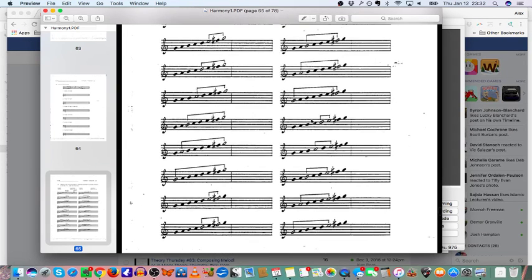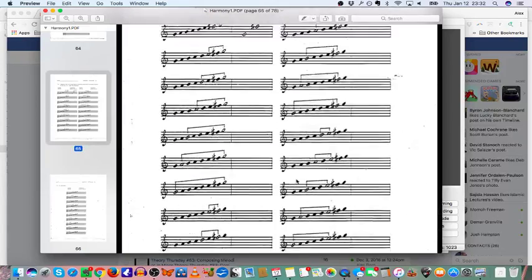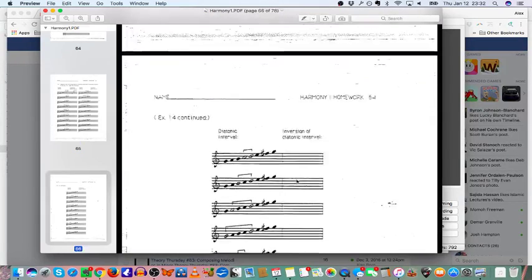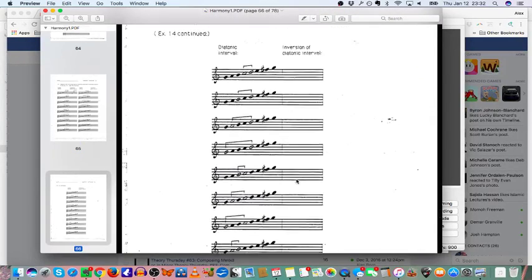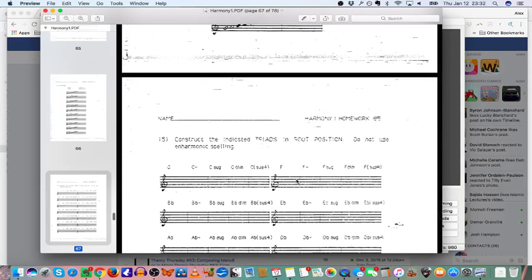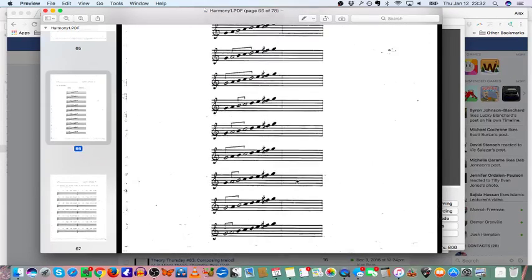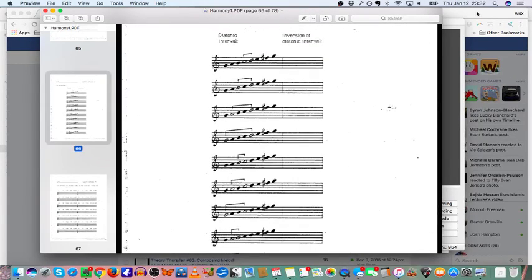Okay, so we got different combinations of notes in the G major scale, and it's your job to figure out the inversions. All right, example 14 continued. More notes out of the G major scale. And that's it. So I told you it was quick.